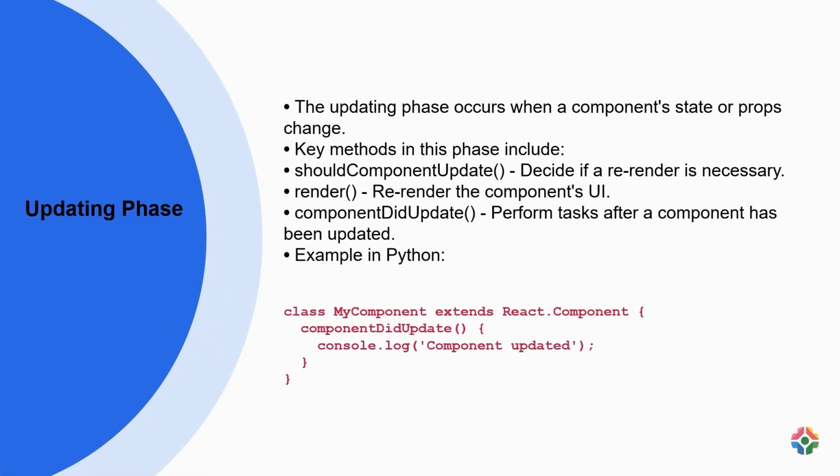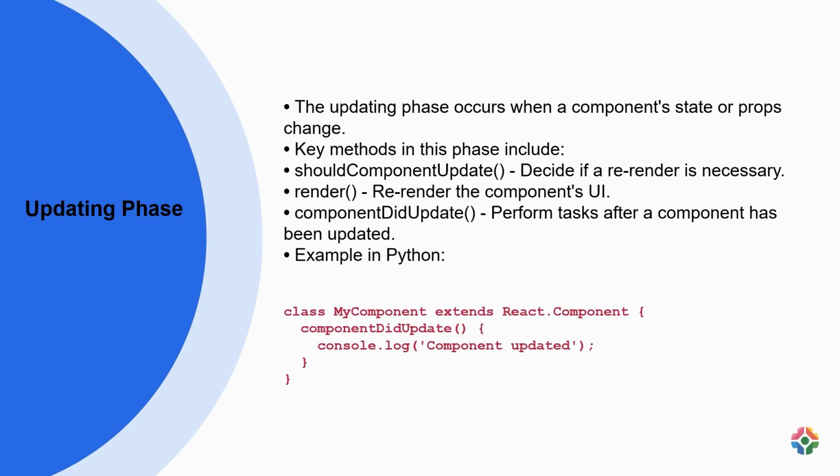During the updating phase in React, the component's state or props are modified, triggering a re-rendering process. Key methods involved in this phase are shouldComponentUpdate, which evaluates if a re-render is required, render, which updates the UI, and componentDidUpdate, used for post-update tasks.